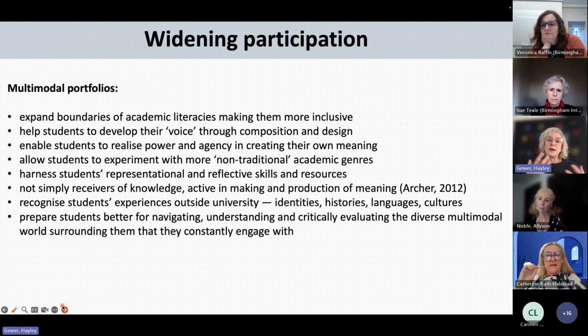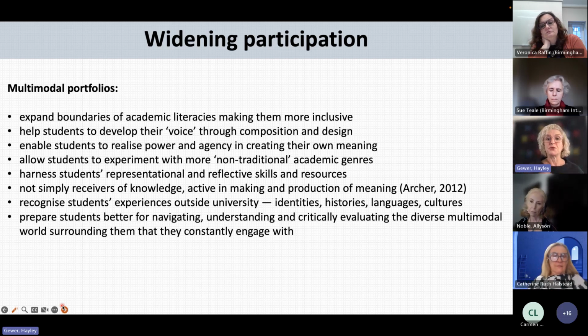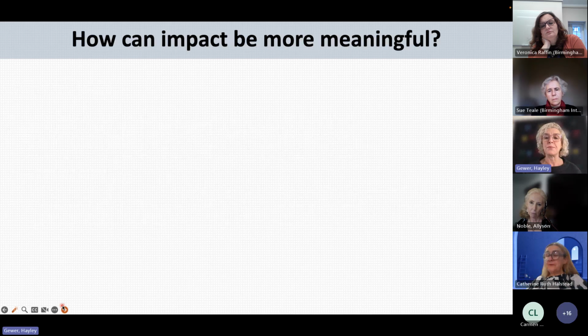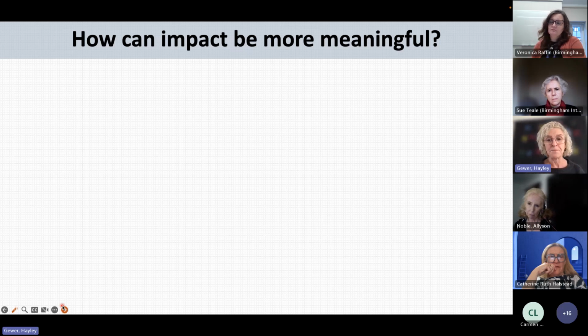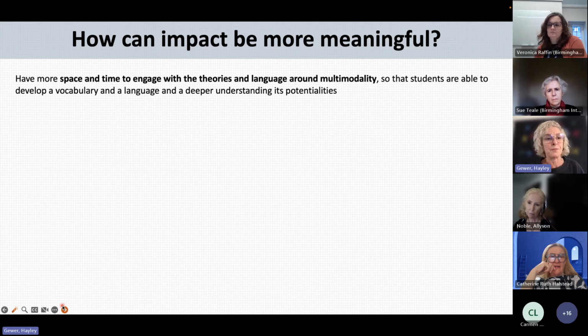So while these are ideals around widening participation, the reality is that not all students produced this type of engagement or were able to respond to this task in the same way. And so I wanted to evaluate how this impact can be made more meaningful. How can the impact of this type of assessment be more long-lasting? How can it be more meaningful for students? So I'm really evaluating some of the things that I need to think about in terms of this type of assessment and the module.